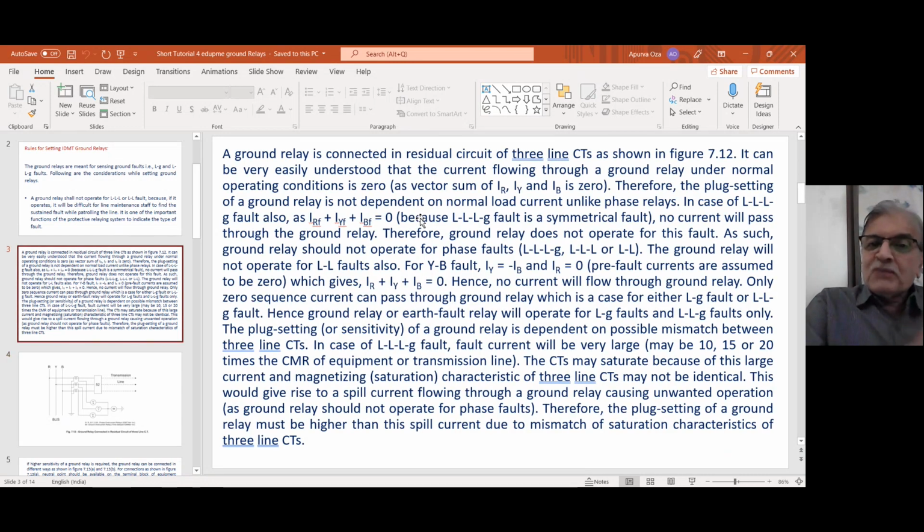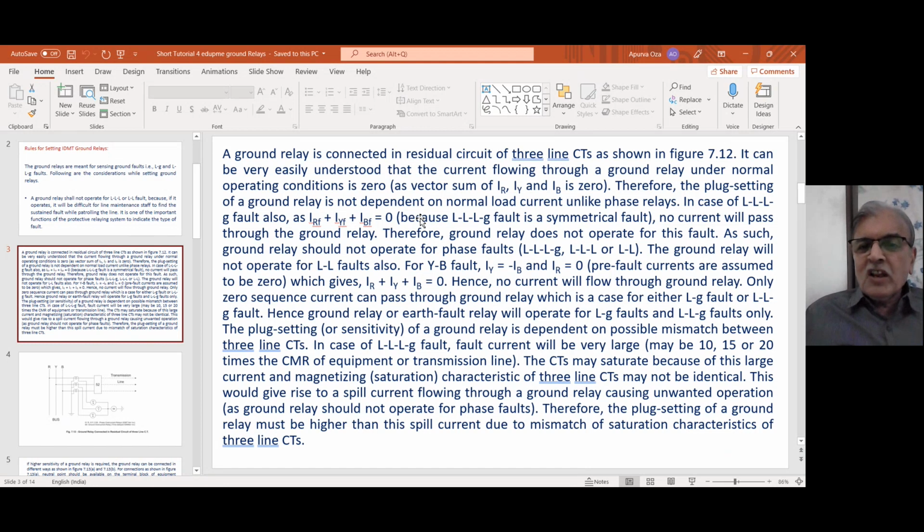Now you can see that if the CTs do not saturate, then IRF plus IYF plus IBF, that is the sum total of 3 currents when triple line to ground fault occurs, then also it is usually 0. So relay does not operate and should not operate. For double line fault, when we talk about faults, we ignore pre-fault currents, because pre-fault currents are very small with reference to the fault currents. Fault currents are usually 10 times the rated current, 5 times the rated current.